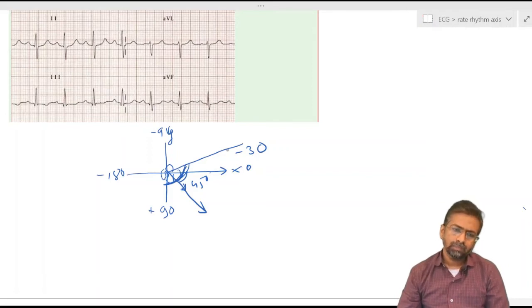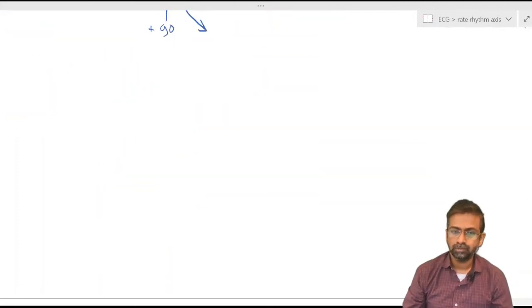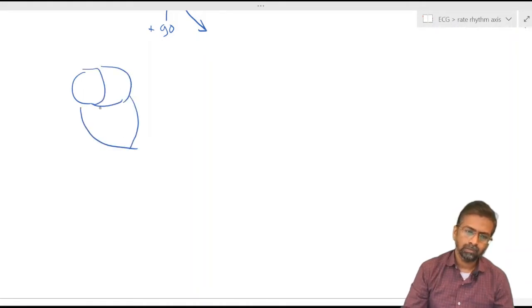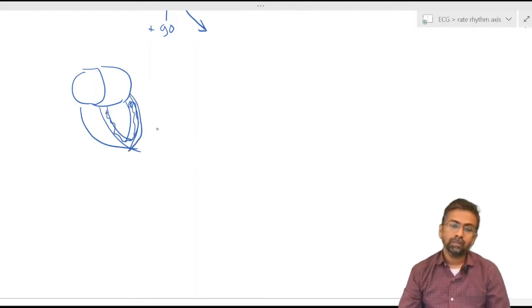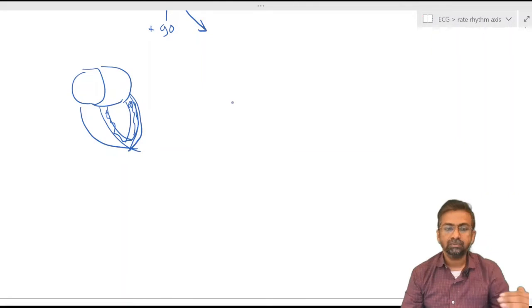Generally the average direction lies somewhere between minus 30 to plus 90, but in some conditions, for example, take a condition where there is a left ventricular hypertrophy. This is a ventricle, and the patient has hypertension, and because of that the patient developed left ventricular hypertrophy. So the wall of the left ventricle has thickened. What will happen here? More current will flow toward the left, and hence the axis of the heart will be more toward the left.